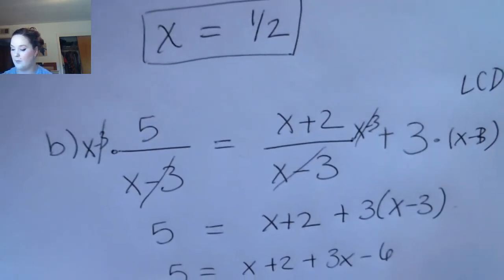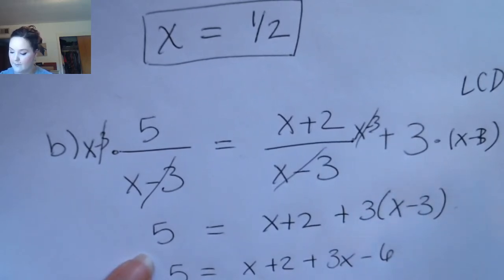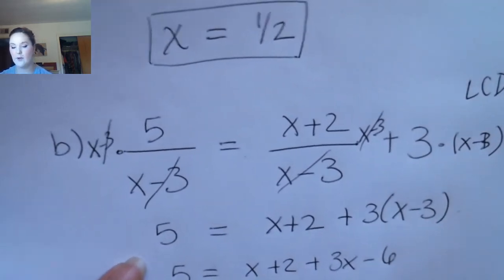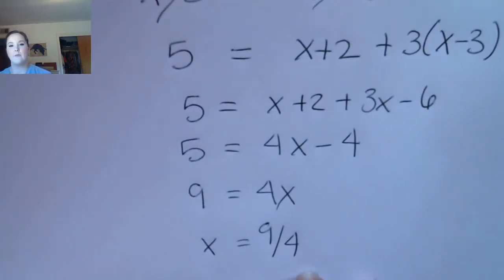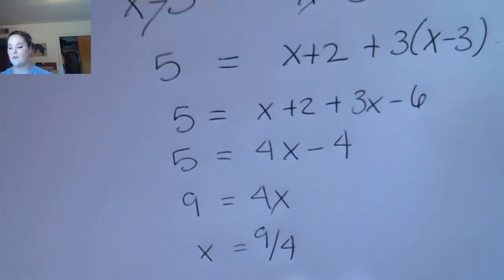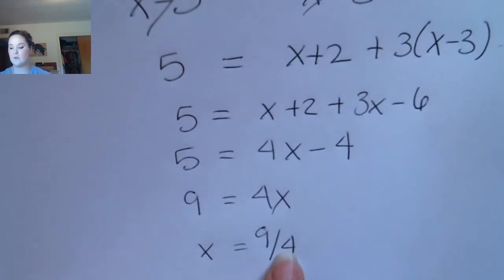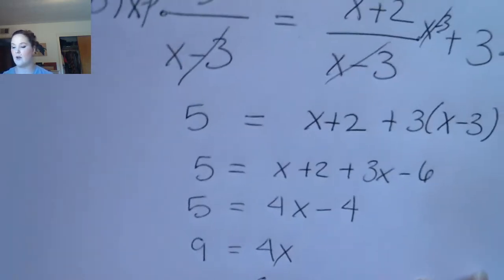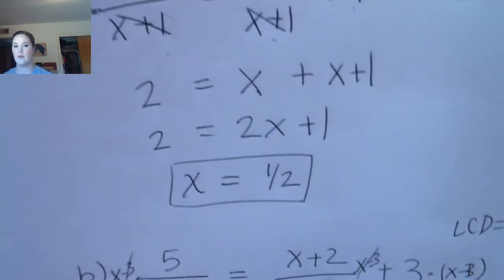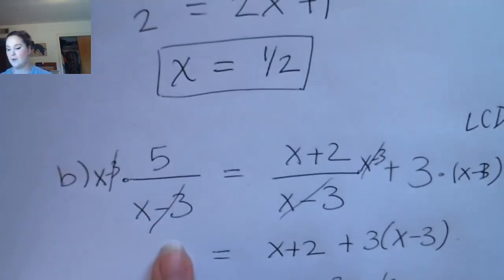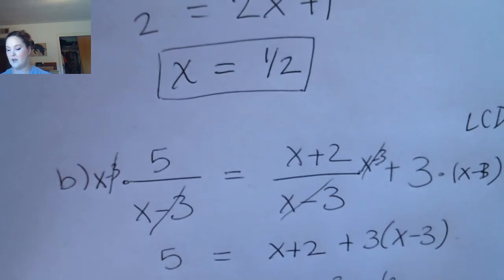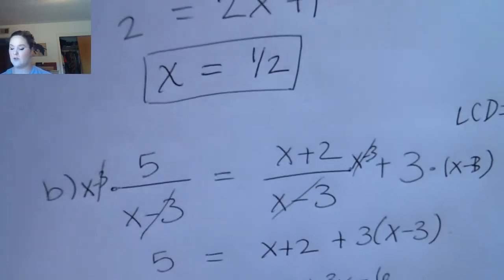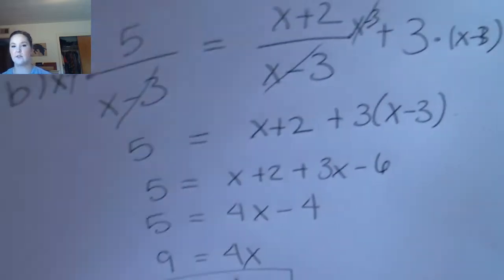I'm going to combine my x's and my constants. Add 4 to both sides, and you would get x equals 9/4. So again, when you're checking for extraneous solutions, you're really checking if this makes any of the fractions 0 in the denominator. So if you plug in 9/4, 9/4 minus 3 is not going to be 0. So this is an okay solution. It's not extraneous.